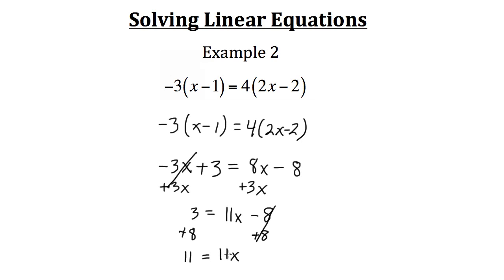So to isolate the x, now we just need to get rid of the 11 by dividing. So we'll divide 11 to both sides. That leaves us with x equals 11 over 11, or in other words, 1. So when we solve this equation, x would equal 1.